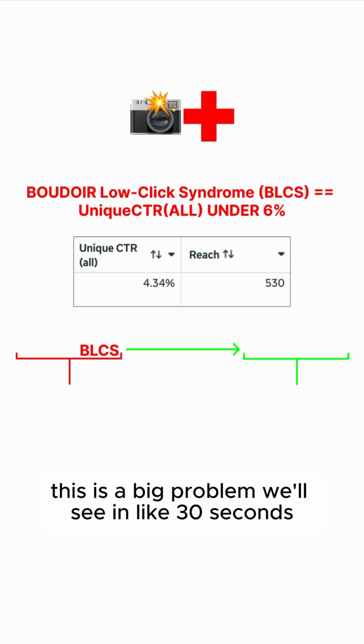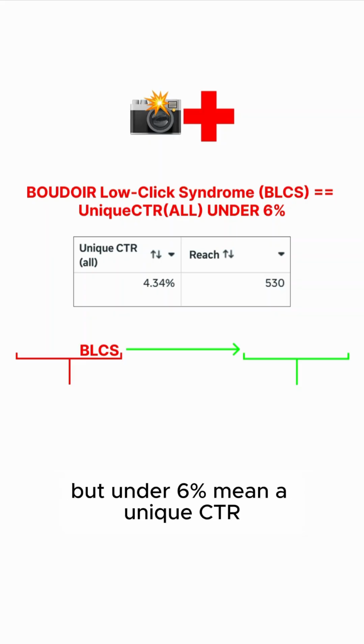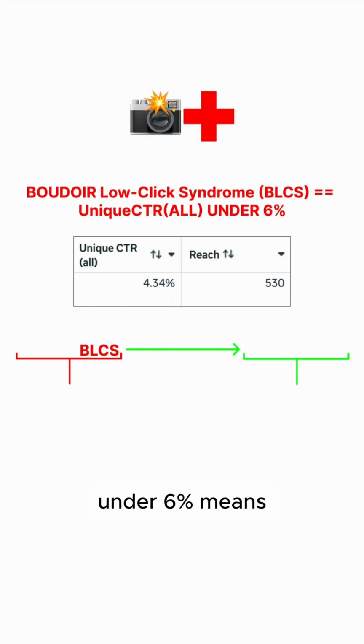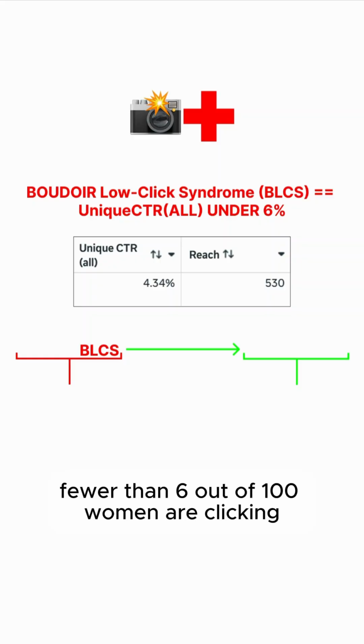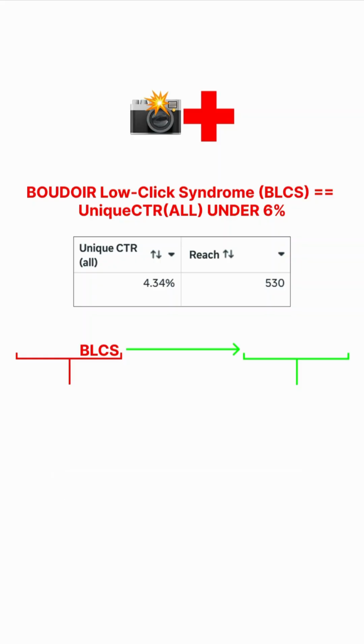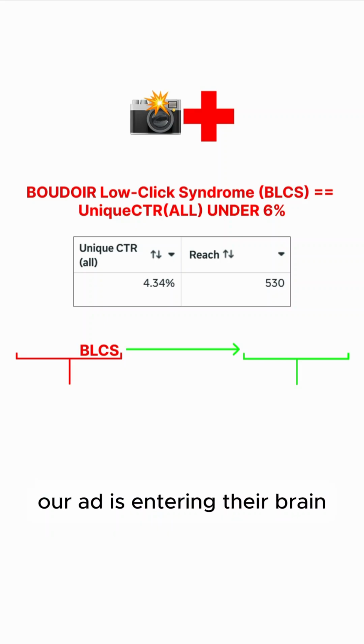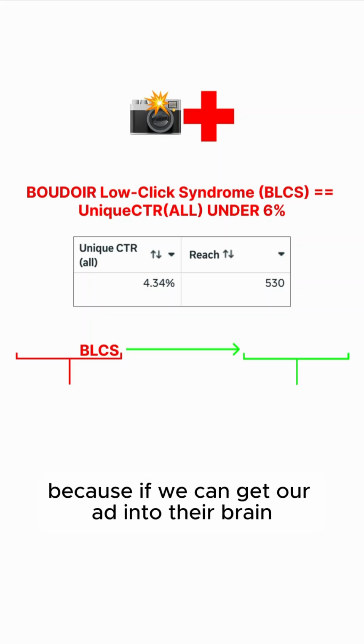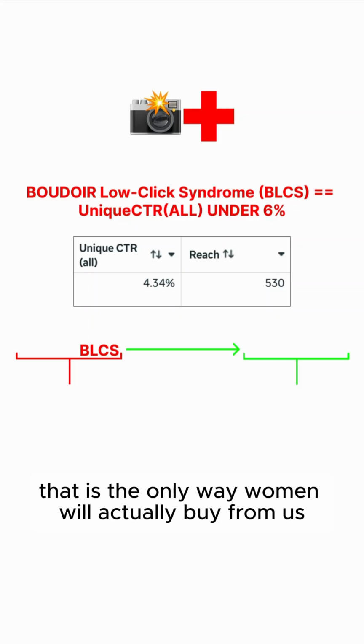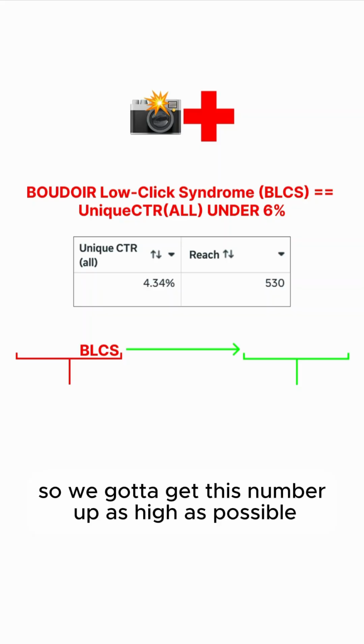This is a big problem, we'll see in like 30 seconds. Under 6% means fewer than 6 out of 100 women are clicking anywhere on our ad, which means fewer than 6 out of 100 women, our ad is entering their brain. And we care about that because if we can get our ad into their brain, that is the only way women will actually buy from us. So we got to get this number up as high as possible.